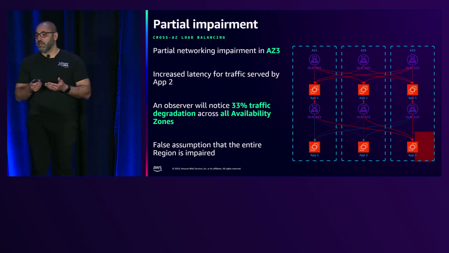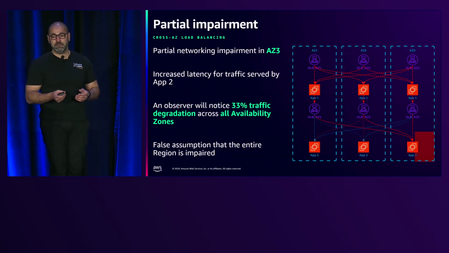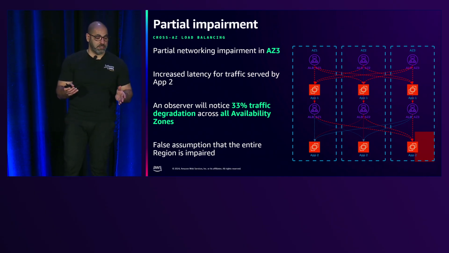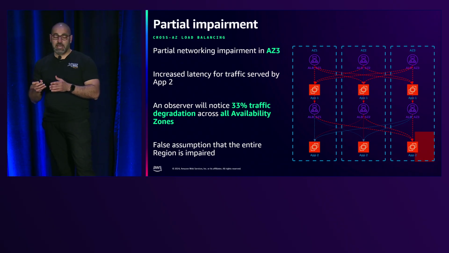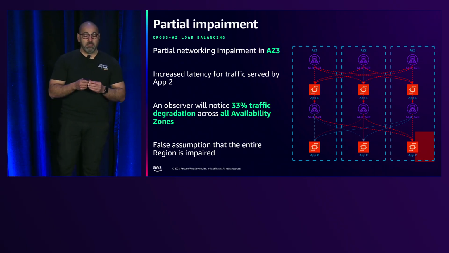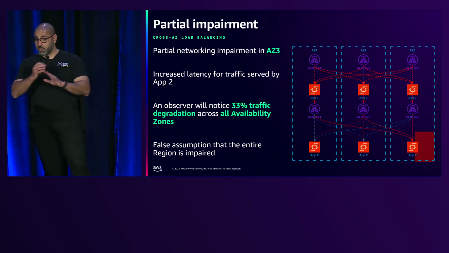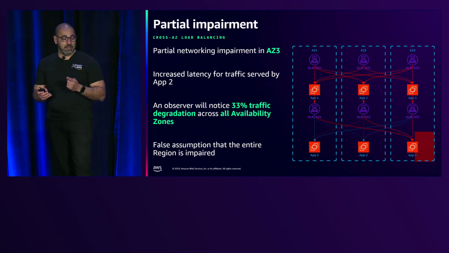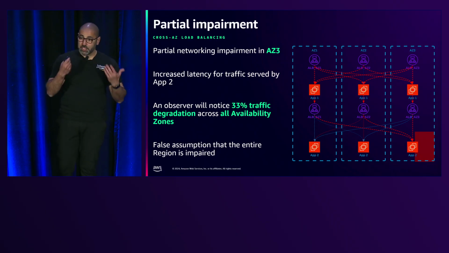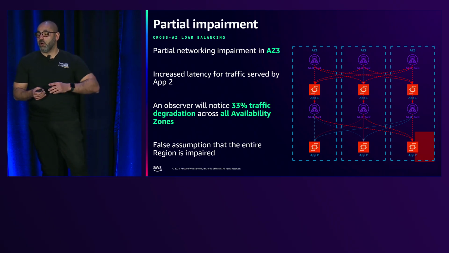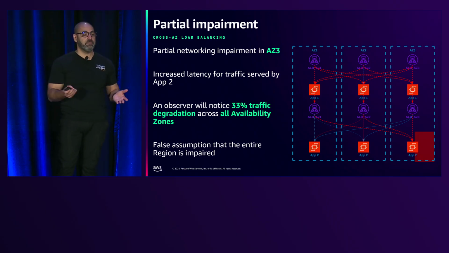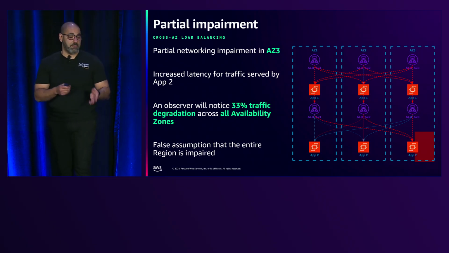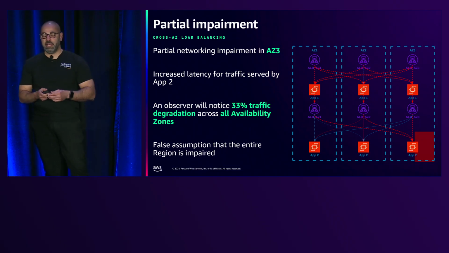So an example of grey failure is a network partial impairment. If you have a load balancer that is sending traffic across all your availability zones, and there's an issue that happens in, let's say, AZ3, an observer, because traffic is being sent across all your availability zones and touching all your resource endpoints, may make the false assumption they will actually notice a 33% degradation of traffic across the board, across all availability zones. And they'll come to a conclusion that the entire region is faulty, but as a matter of fact, it's only coming from one AZ.